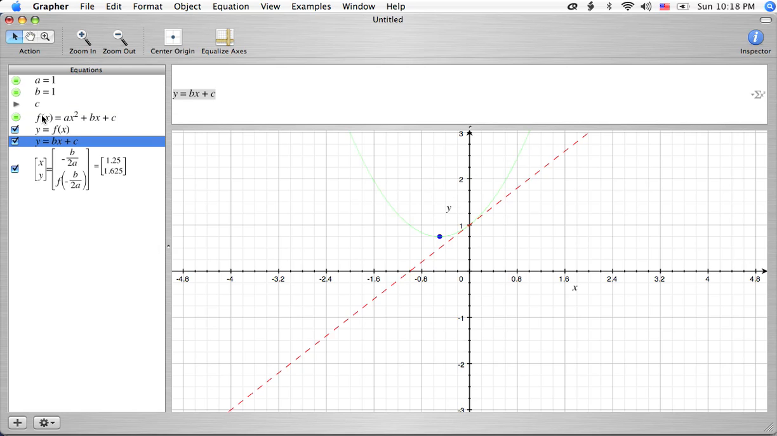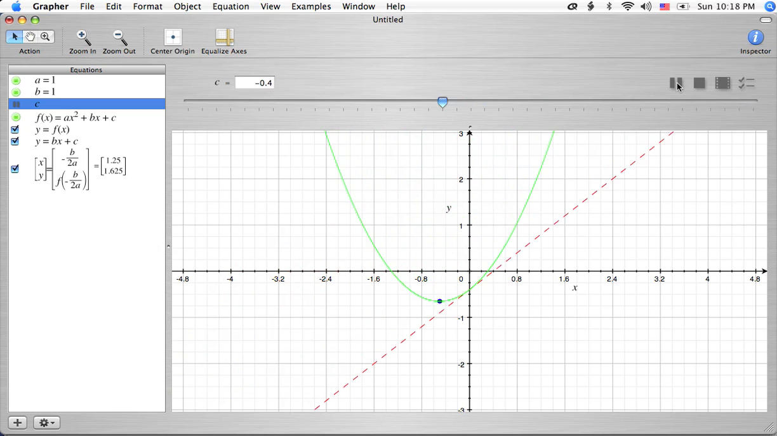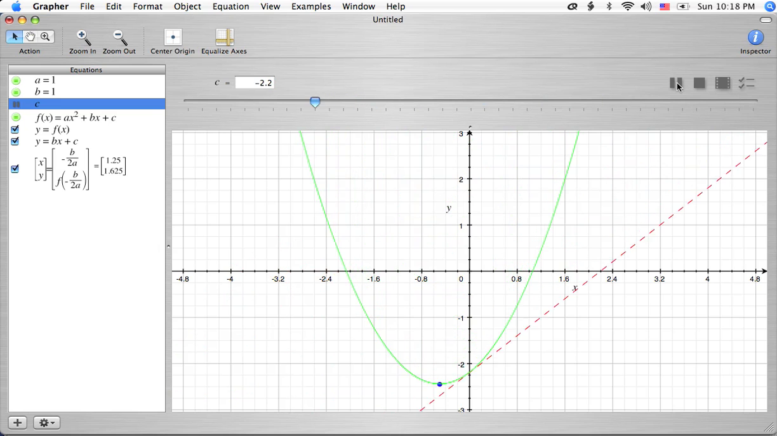And we'll go ahead and play the animation of C and see what happens. Right now C is equal to 1. Let's go ahead and play it. It's not a big surprise for those that are pretty aware of what C is. C is the y-intercept, and by changing it, you're changing where it's going to cross the y-axis.